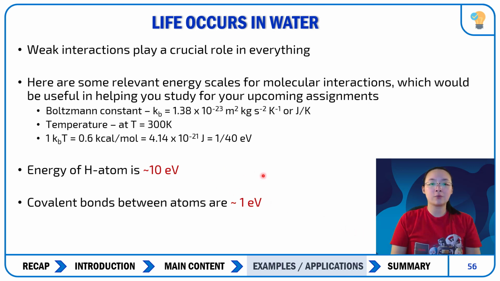We can then assume some known values of 10 electron volts for the energy of a hydrogen atom and 1 electron volt for the covalent bonds between atoms. So these are some values that you can just use if you were trying to model something, especially for assignments.